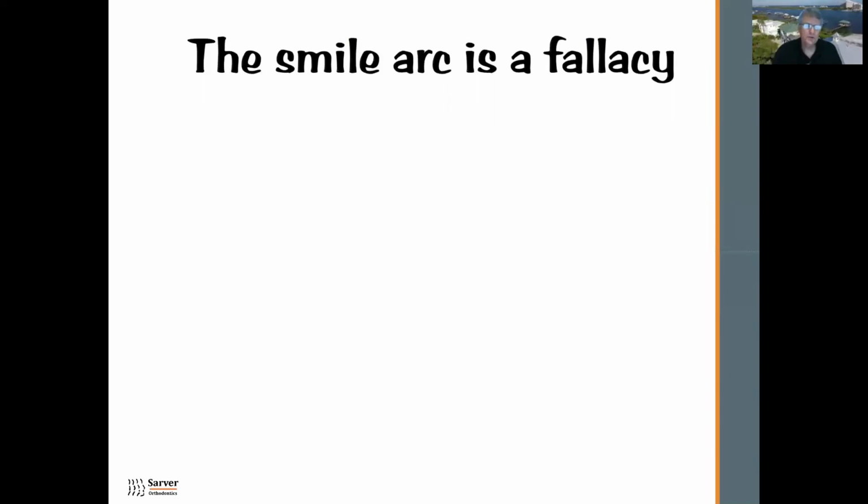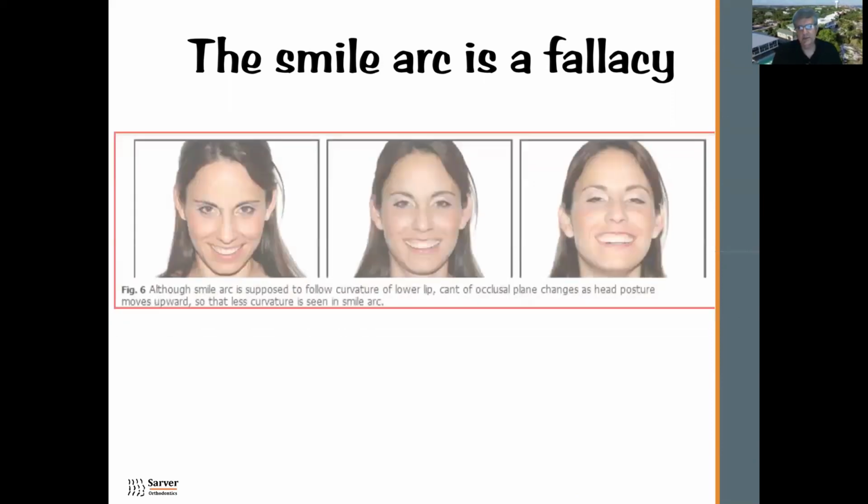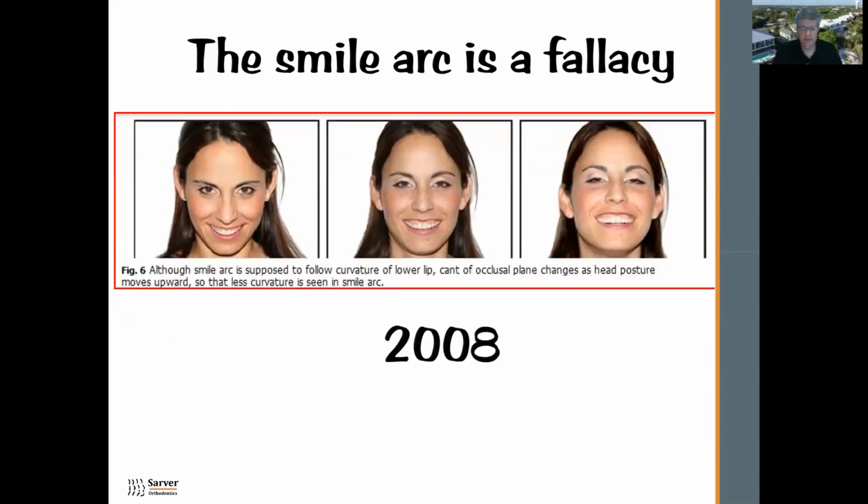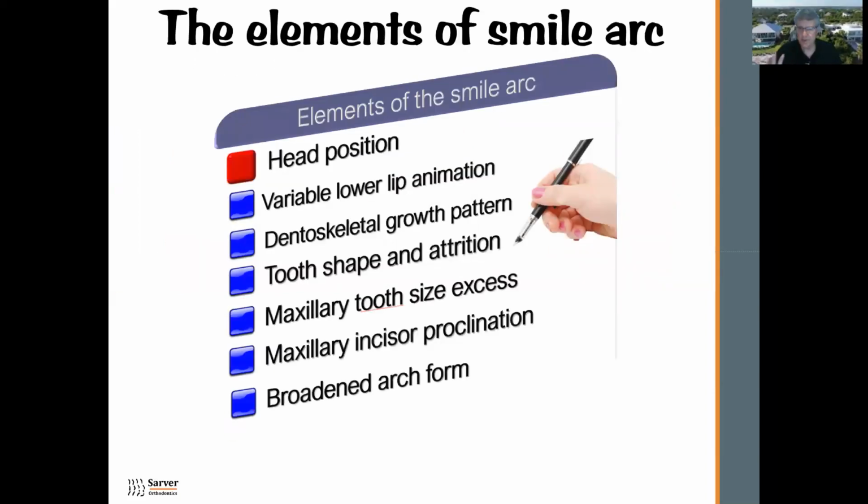When I first published on this, interestingly, a 2-part series came out in the Journal of Clinical Orthodontics that said smile arc is a fallacy. Now, every new concept should be challenged, and my feelings are not hurt, but I do want to present to you the importance of head position. This is out of the journal, and it says, although smile arc is supposed to follow the cant of the lower lip, changing head position changes that. All right, and so that brings us to head positioning, and the repeatability of our photography and record taking is critical to analysis of smile arc.